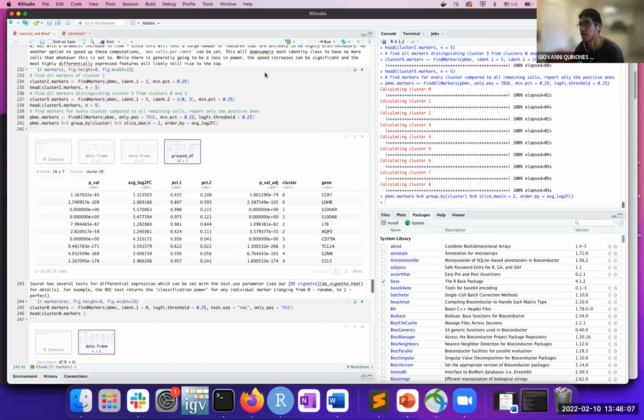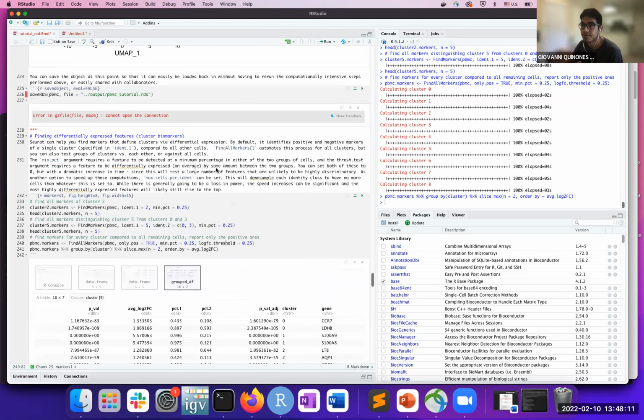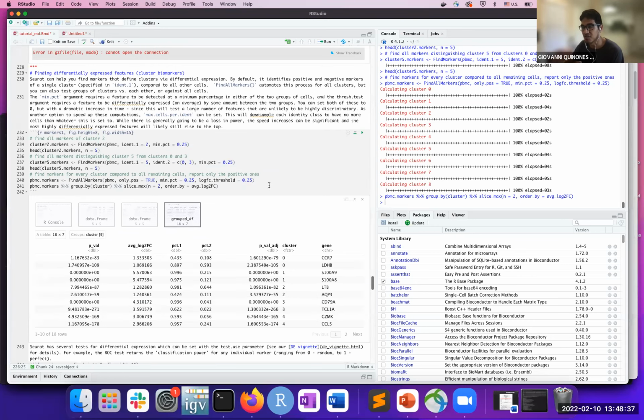Is there a reason why line 226 did not run? Oh yeah, like I said, this is to save your progress. So you just need to update this variable with the path where you want to save the progress on your computer. So here I'm getting an error because I don't have a folder named output. So yeah, you just need to update that.